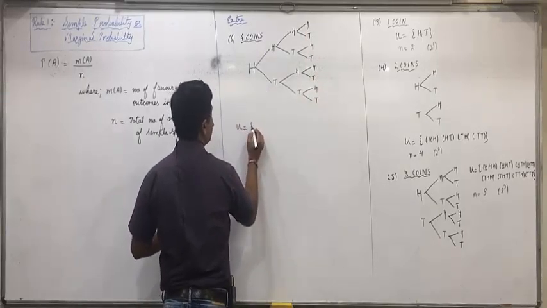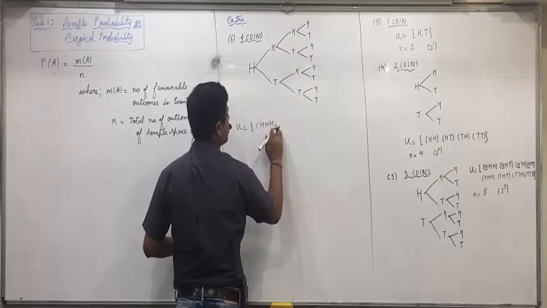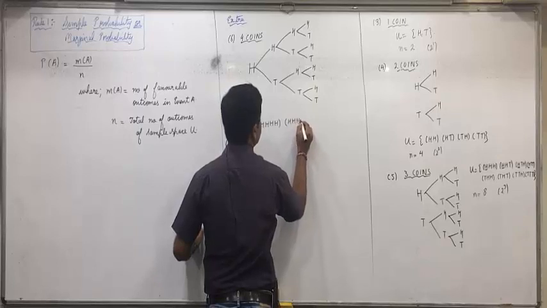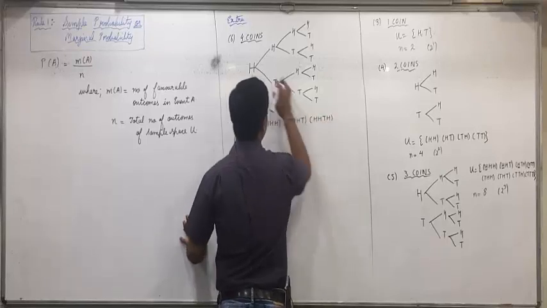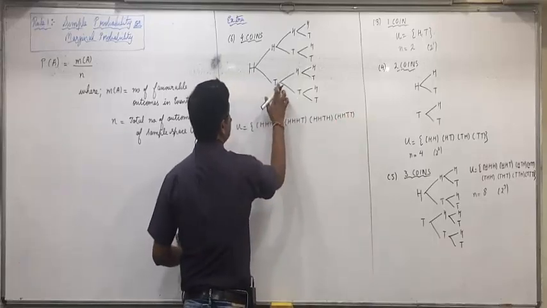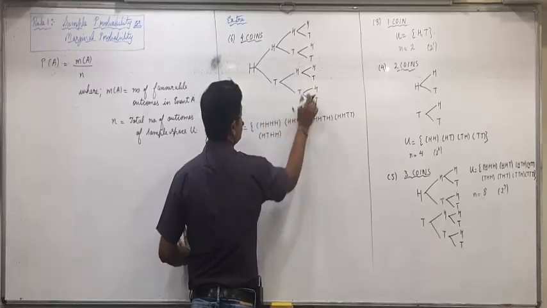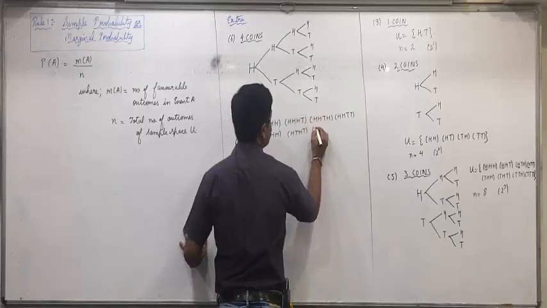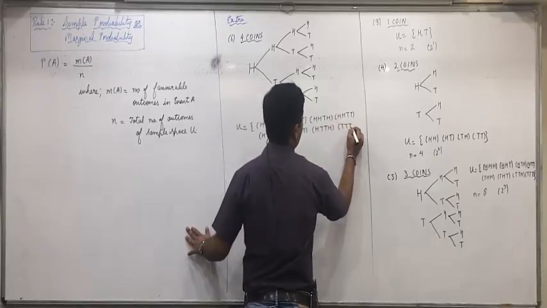So here your sample space will be like H, H, H, H. Then H, H, H, T. H, H, T, H. H, H, T, T. H, T, H, H. H, T, H, T. H, T, T, H. H, T, T, T.